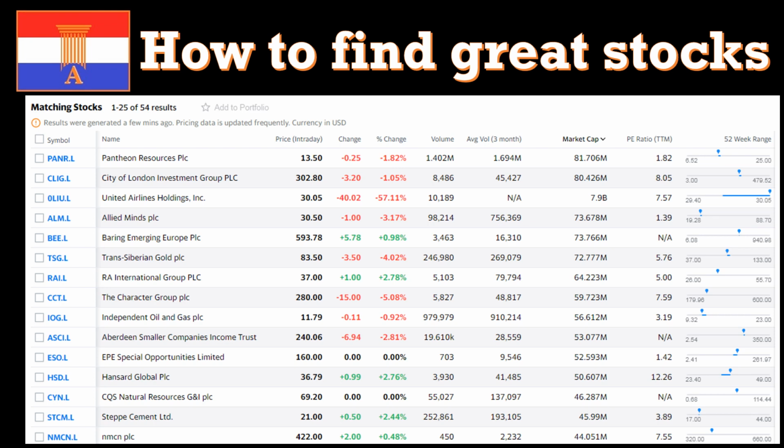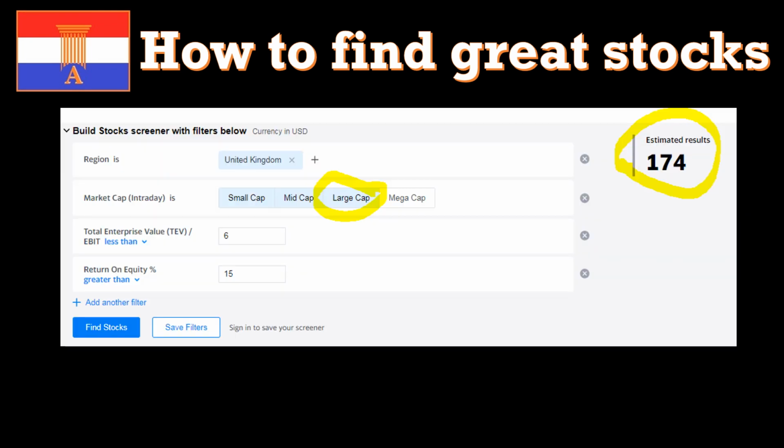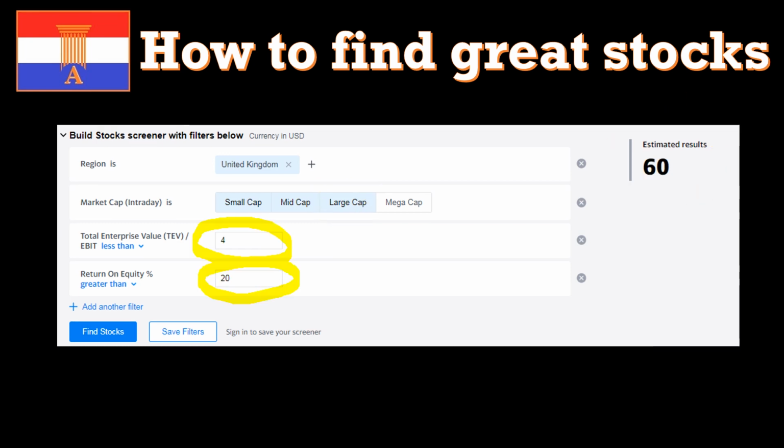So I want to go back and I also want to select large caps. So I added large cap, and that will give us a bigger area to select from, and that will give us 174 companies. And I thought that was a bit too much for an initial screening, so I increased my specs. Like, what do I want to look for? So I lowered the enterprise value divided by EBIT, sorry, and I increased my return on equity, and that left me with 60 estimated results.